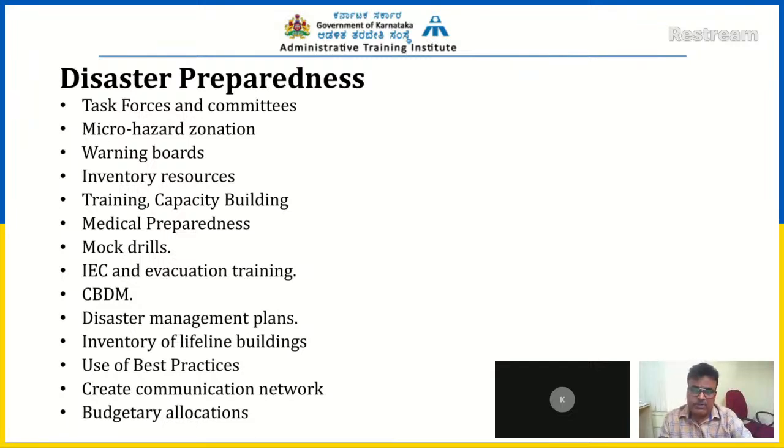Inventory of lifeline buildings. What do you mean by lifeline buildings? Hospitals, schools, water lines, maybe electricity, maybe police. All such lifeline buildings need to be properly retrofitted, repaired, and kept in safe condition. Otherwise, if they collapse, there will be nobody to help the others. Therefore, this is very, very important. You should do an inventory of lifeline buildings and start taking measures to retrofit and repair them. That is very, very important.